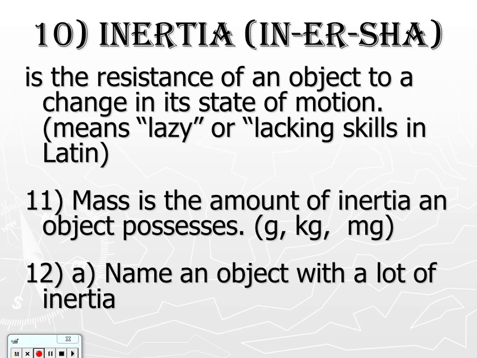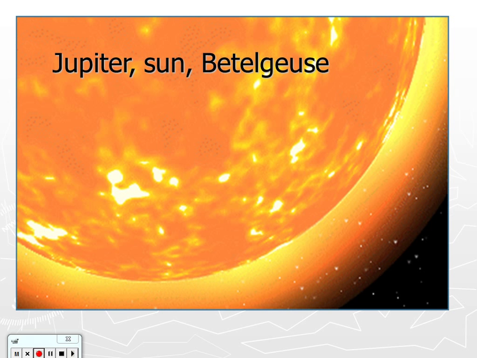Okay, so let's name an object that has a lot of inertia. The sun. I heard the sun, right? That's exactly what we said. The sun, Jupiter, Betelgeuse, which is apparently a star.